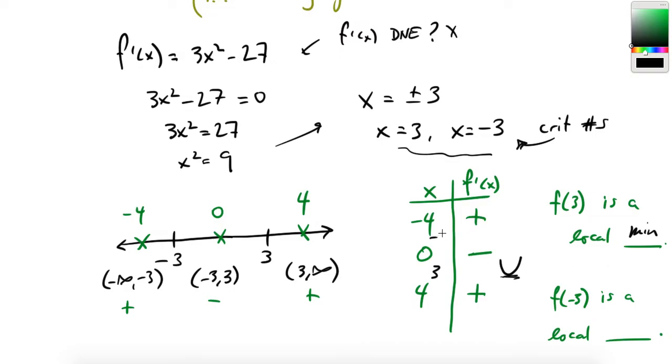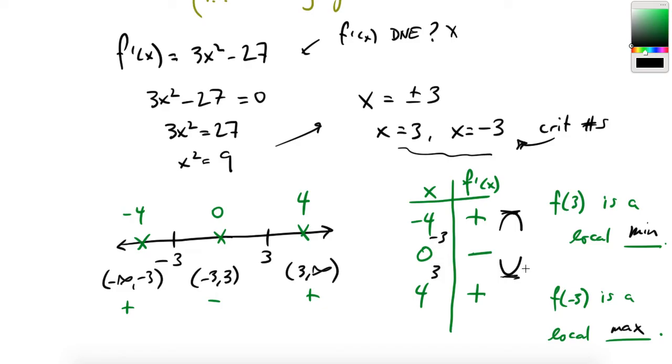Similarly here, negative 3 lives in this chunk. It was increasing, and then it started decreasing. Increasing and then decreasing, which means that negative 3 must go with a local max. Okay, so the first derivative test is leveraging information about where the function is increasing versus decreasing to tell you whether it's creating the top of a hill, in which case you have a max, or whether it's creating the bottom of a valley, in which case you have a min.